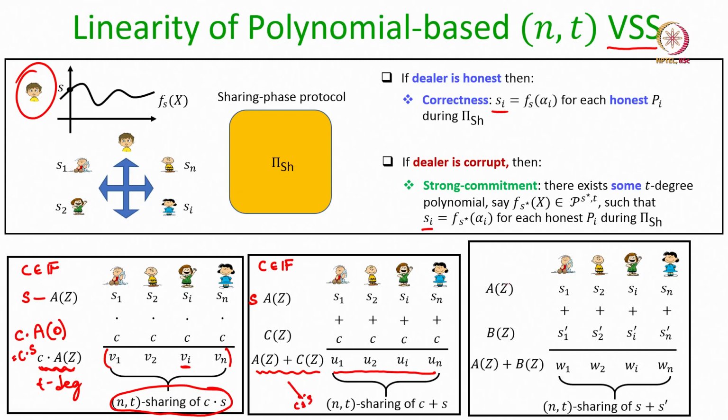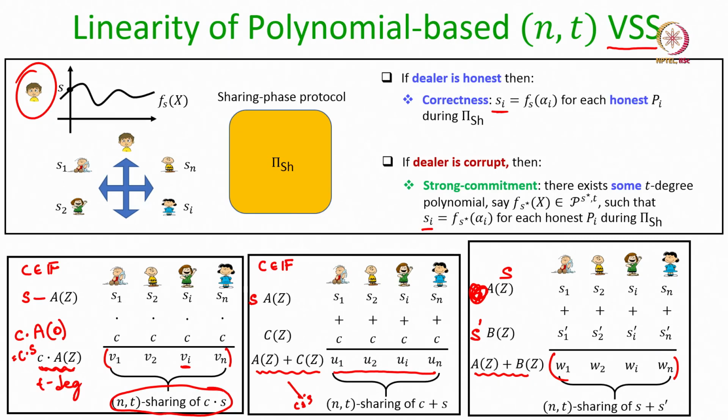And finally, if there are two values S and S prime which are secret shared through t degree polynomials A and B, and every party just locally adds its shares of S and S prime, then that will give that party its share of S plus S prime, because together this new vector of values lie on a new t degree polynomial whose constant term is S plus S prime, and the ith party will have the ith component of this new vector. So, this is what is the linearity property.